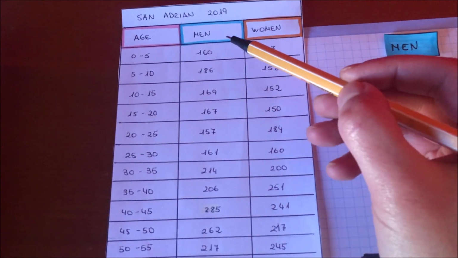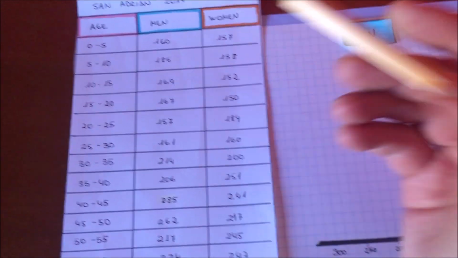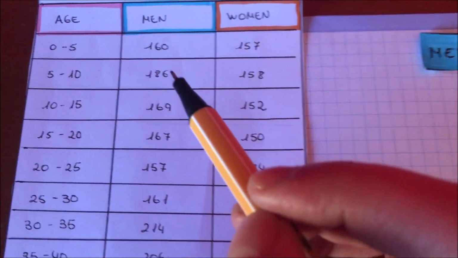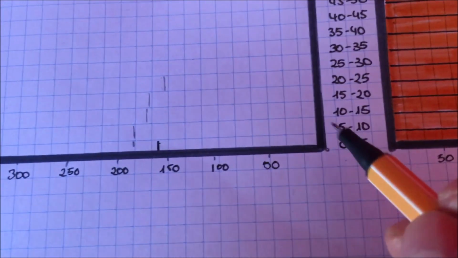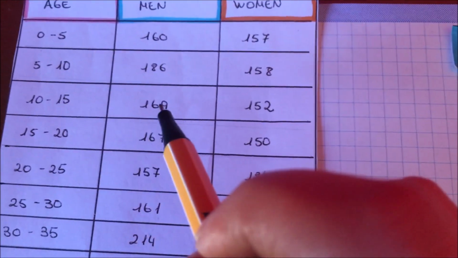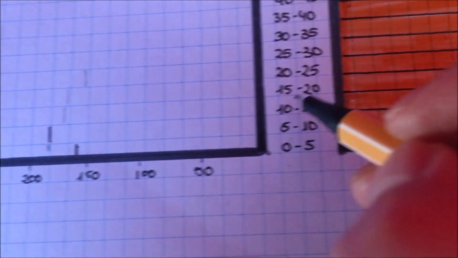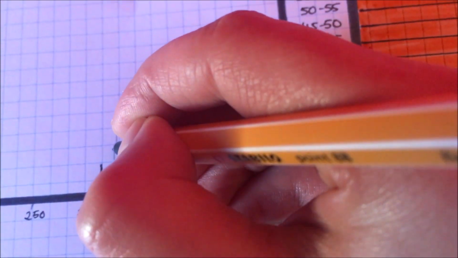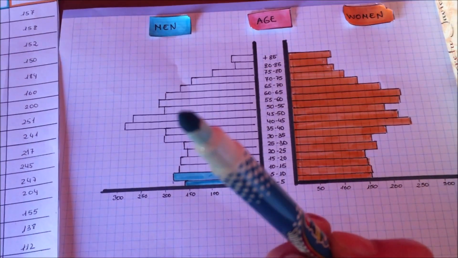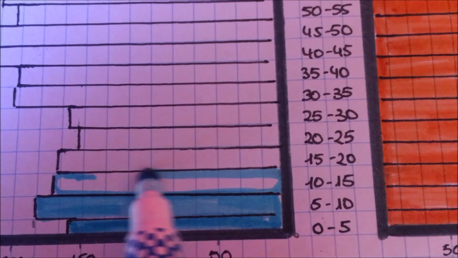Now, we are going to do the same with men. At the first age interval, there are 160 men. We draw the bar, and we continue. When we finish drawing the bars, we color them in blue.